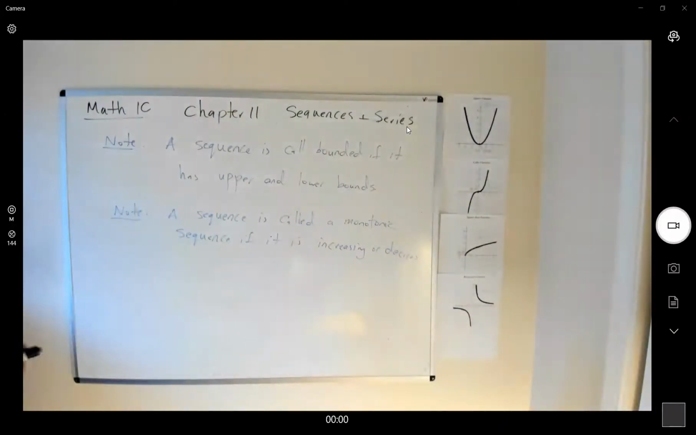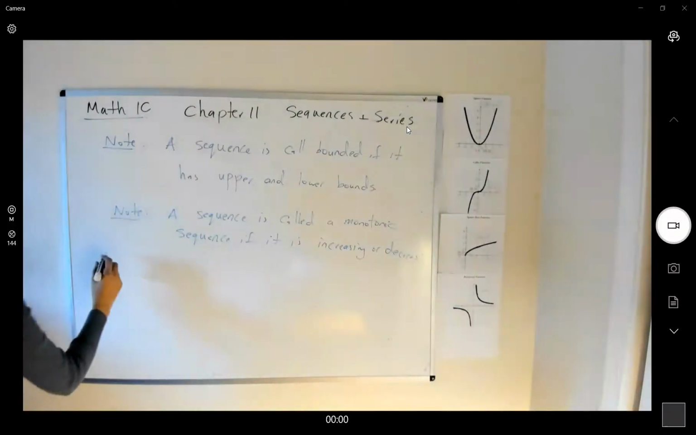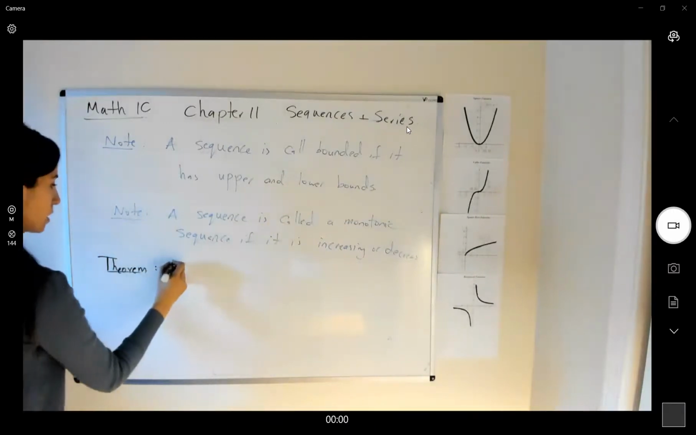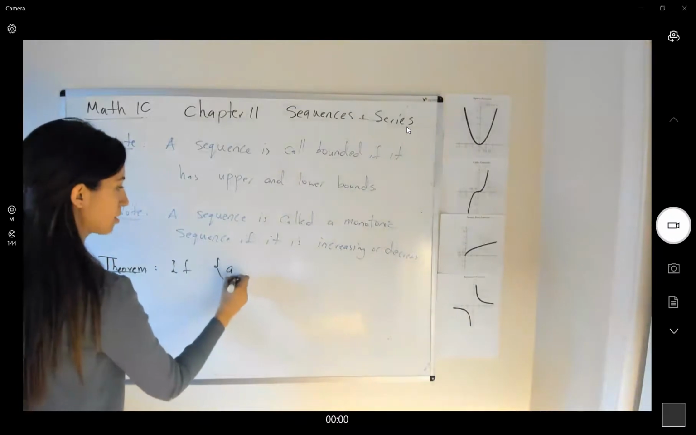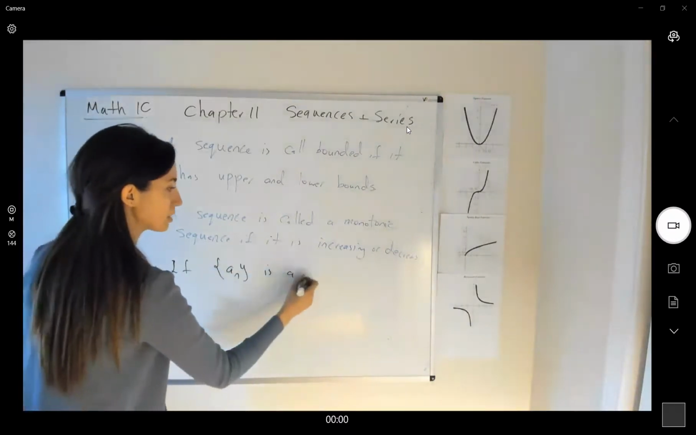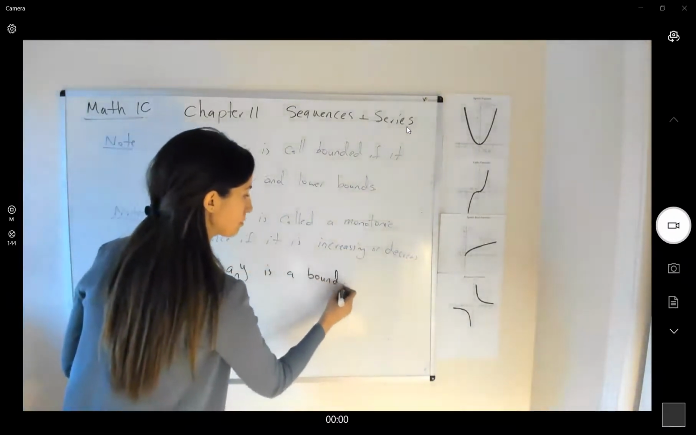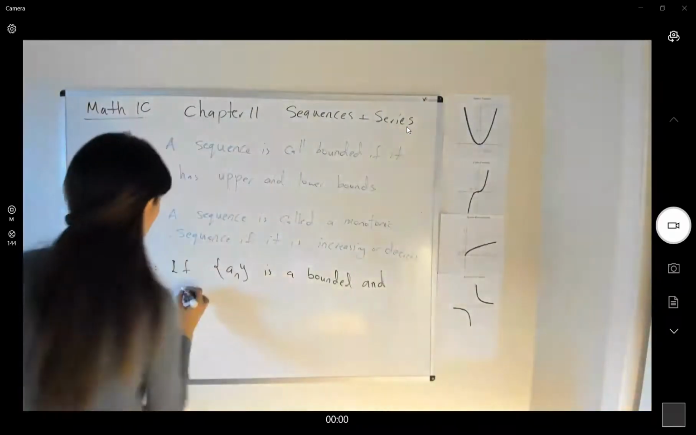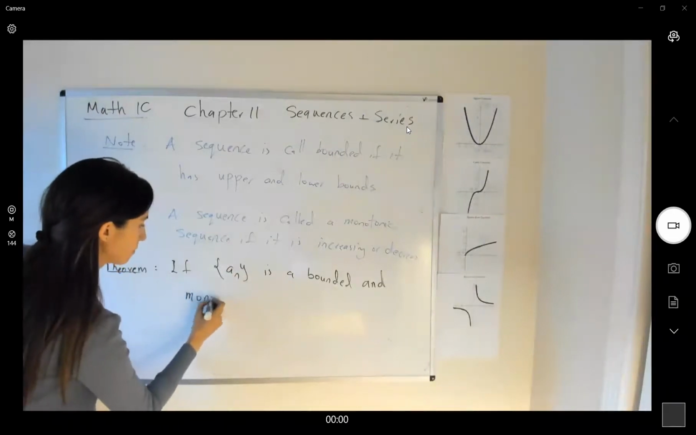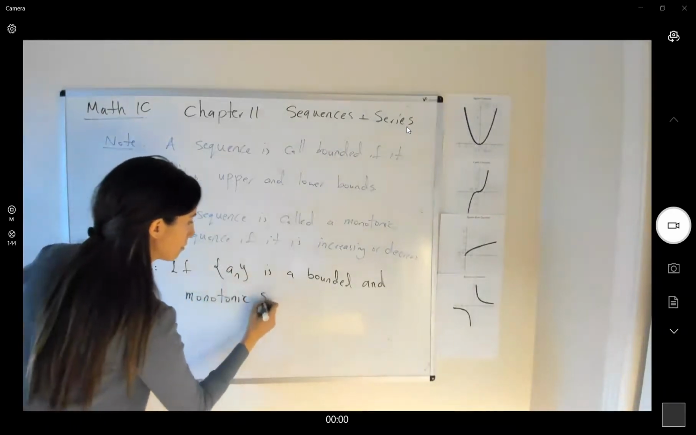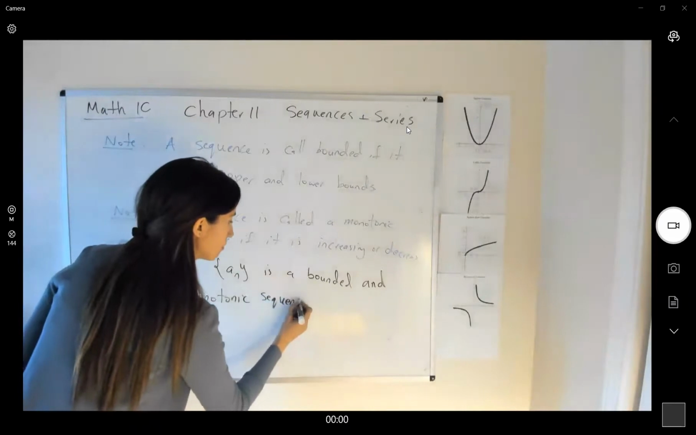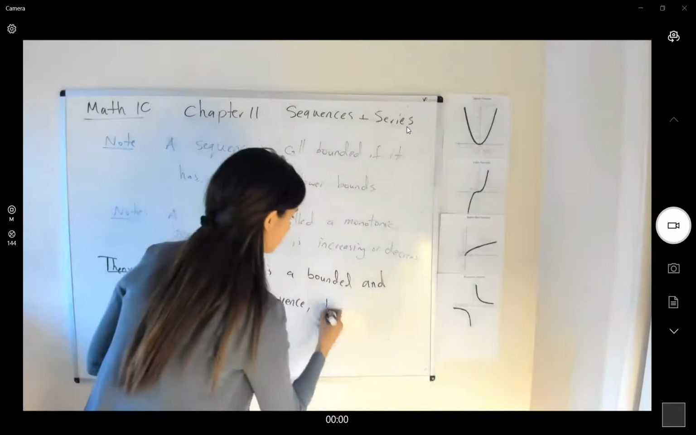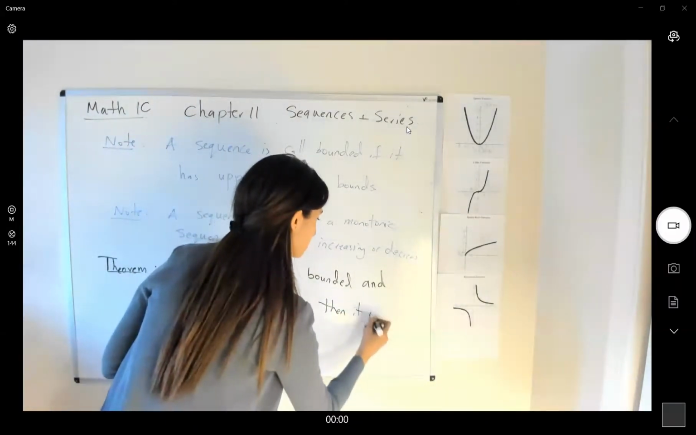And here we have an interesting theorem. This theorem says if a sub n is a bounded and monotonic sequence, then for sure you can say that it's convergent.